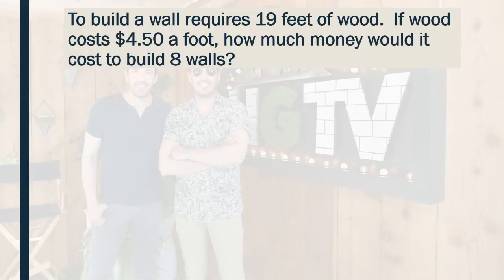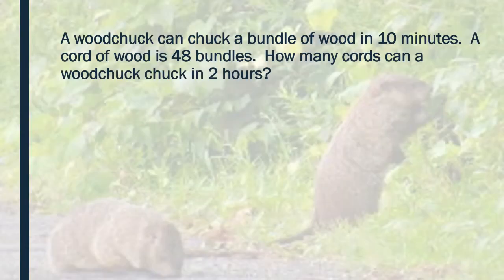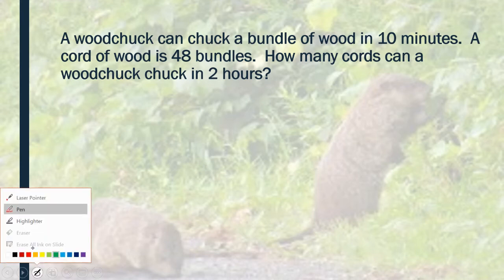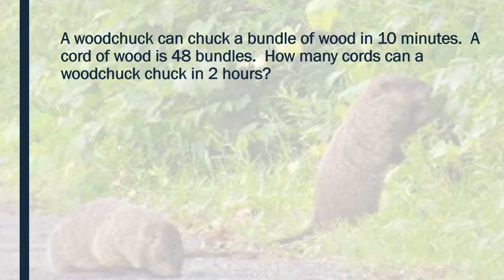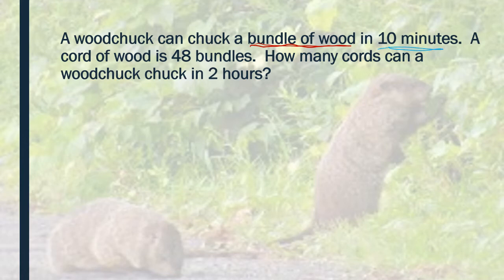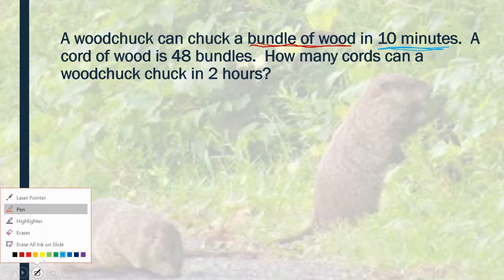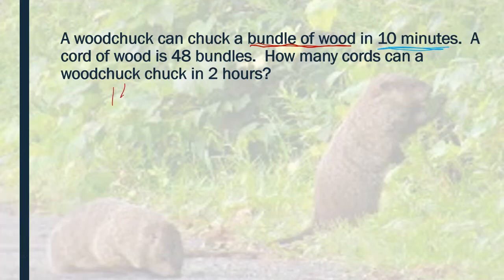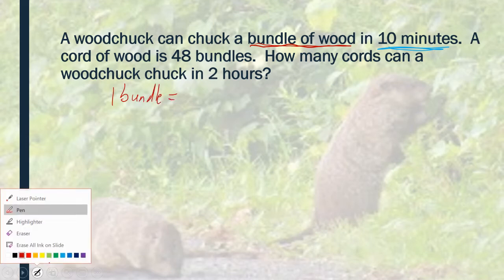All right, so let's try one with 3. Pretty sure that was a 2. This is a 3. So let's try when we have 3 things. So in this case, a woodchuck can chuck a bundle of wood in 10 minutes. So it can do a bundle, and it takes it 10 minutes to do a bundle. So we can say that 1 bundle equals 10 minutes.